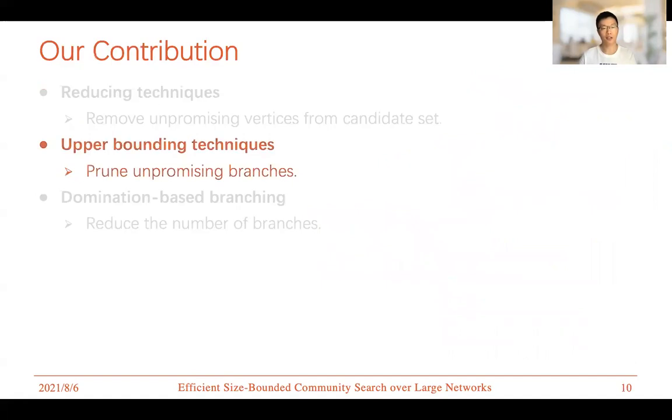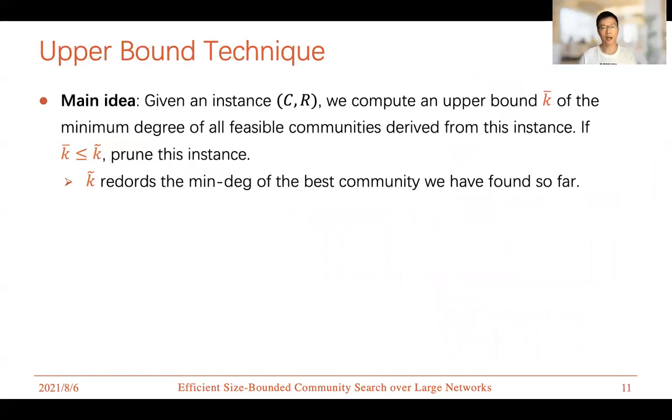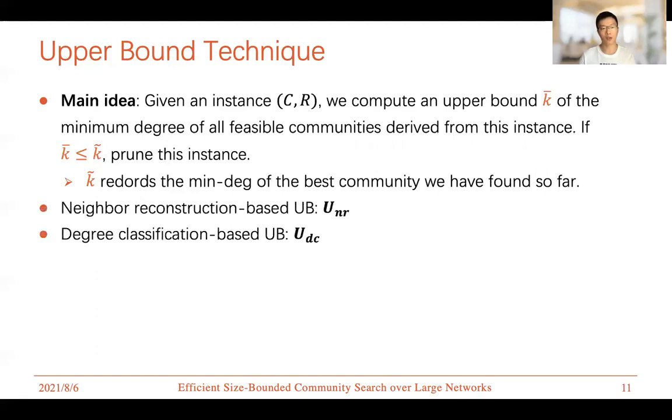In this presentation, I will only introduce the upper bounding techniques. The main idea is that given an instance CR, we compute an upper bound K bar of the minimum degree of all feasible communities derived from this instance. If K bar is no larger than K tilde, prune this instance. K tilde records the minimum degree of the best community we have found so far. We design two upper bounds: neighbor reconstruction-based upper bound, and degree classification-based upper bound.